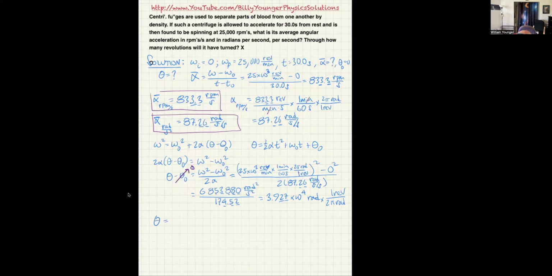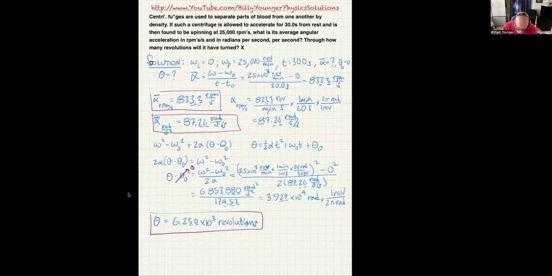3.927 divided by parentheses 2 times 3.14159, close parentheses. That gives me 6.250 times 10 to the third revolutions. And that is our final answer for the final part of this.